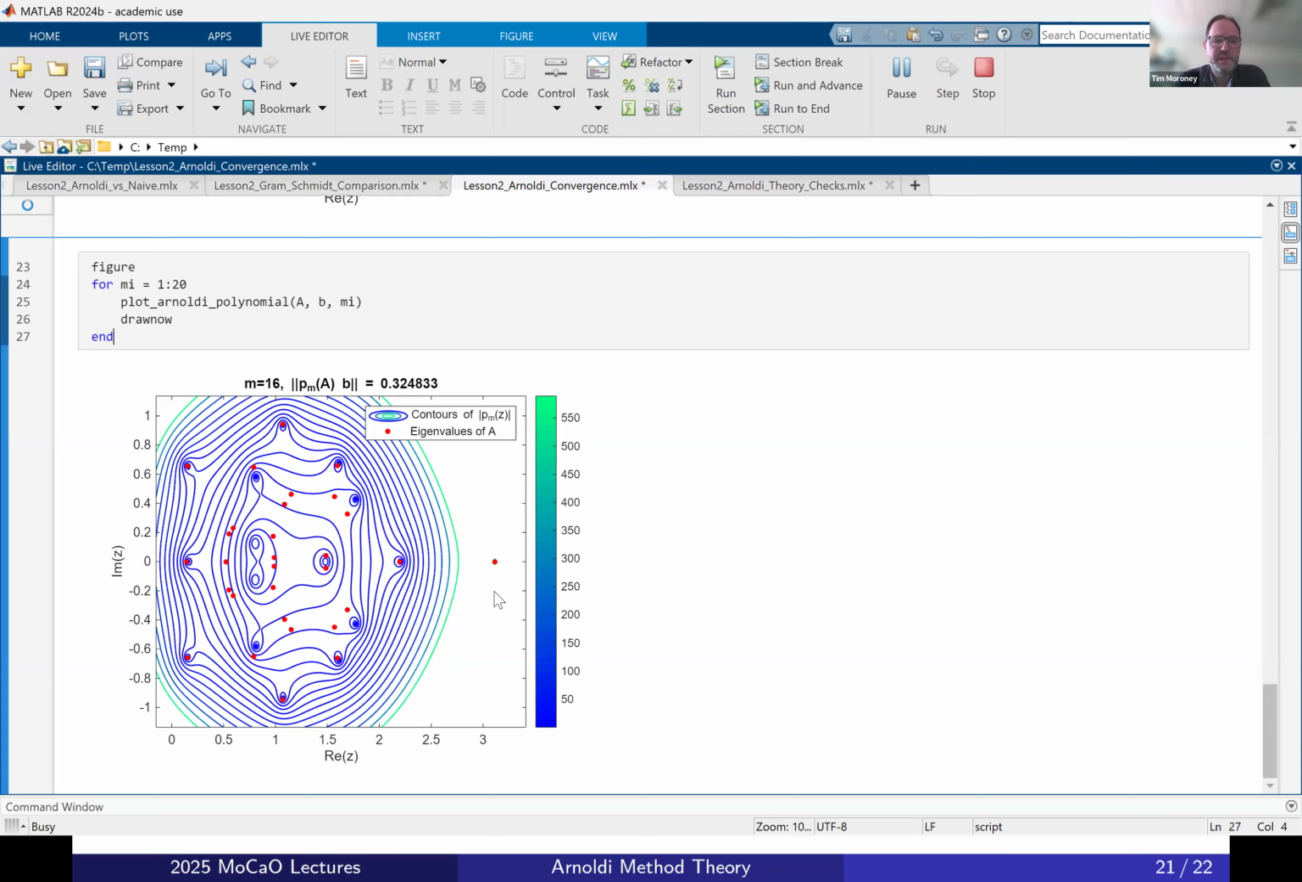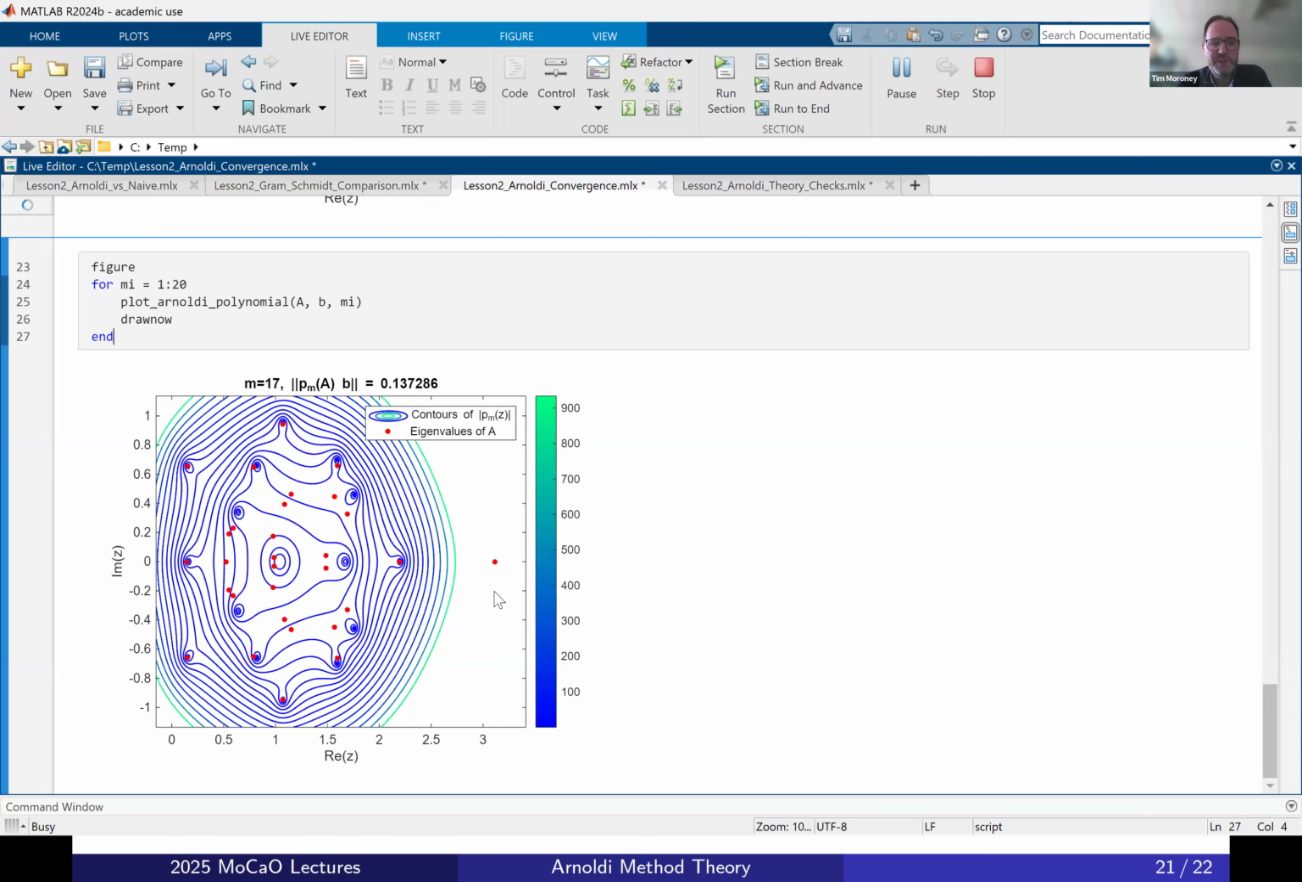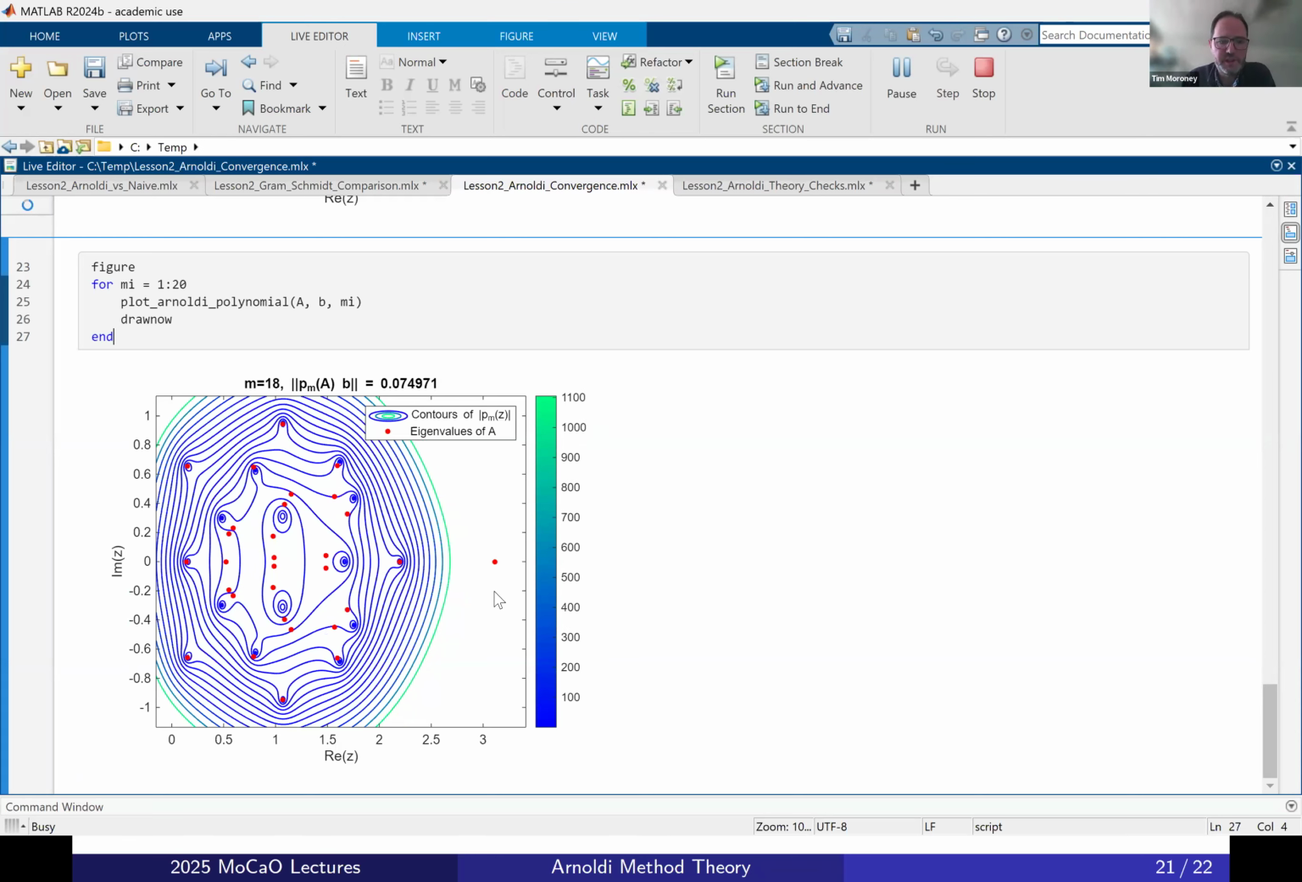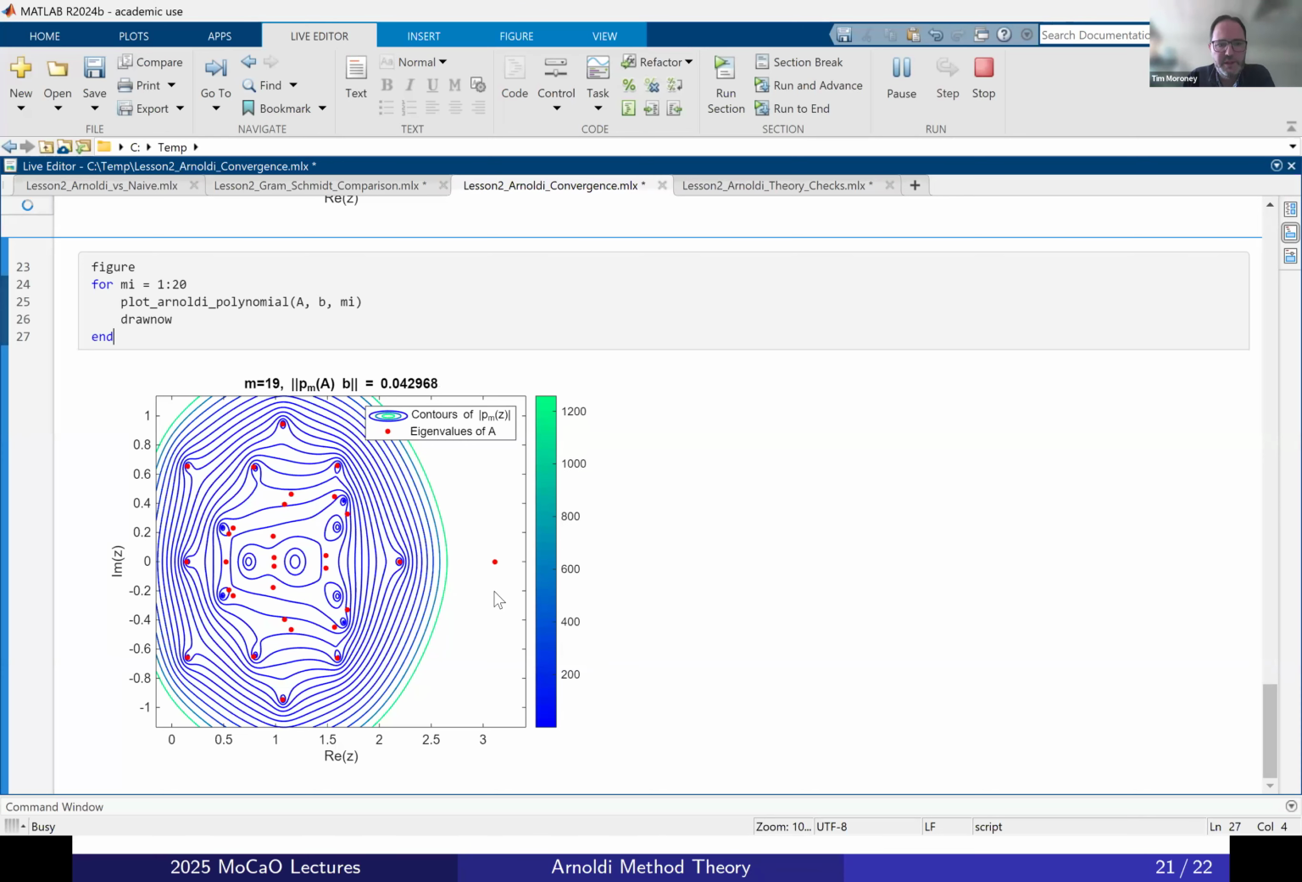And as it happens, as I said in the first lecture, oftentimes these are the eigenvalues that you care most about, right? So it's a sort of natural happy coincidence that the eigenvalues the method wants to converge to are often the ones that you care about most.